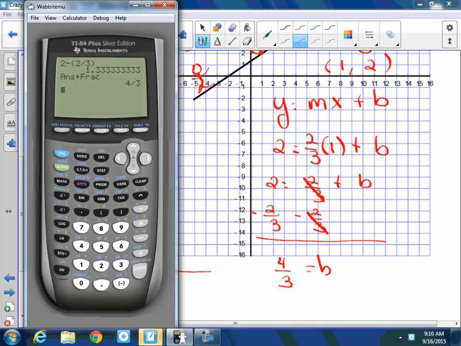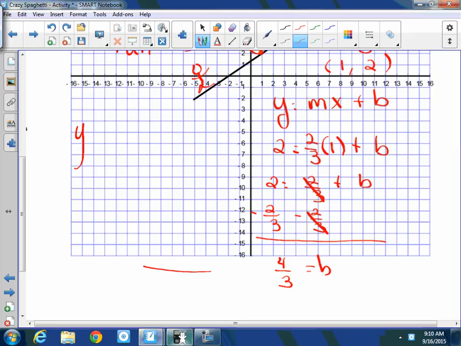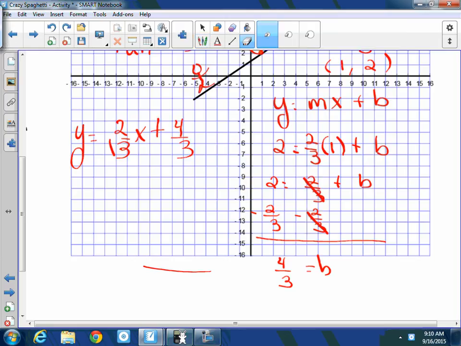So what is the equation of this line? y = 2/3 x + 4/3.